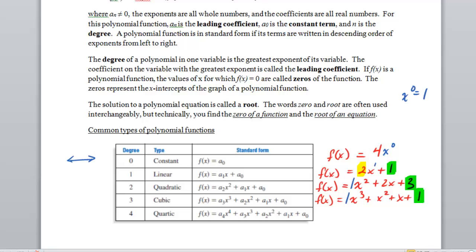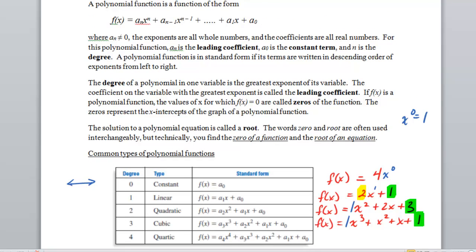So also understand that the degree indicates the number of solutions or roots, and solutions, roots, and zeros are basically interchangeable. Alright, so that's a good start and introduction to polynomial functions.